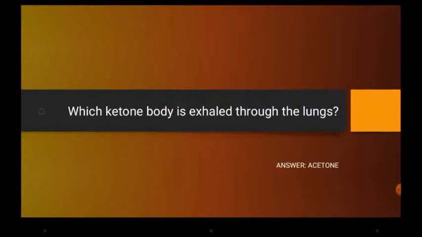Question 2. Which ketone body is exhaled through the lungs? So we remove acetoacetate, beta-hydroxybutyrate. Now we remain with the acetone, which is the ketone body that is actually exhaled through the lungs.